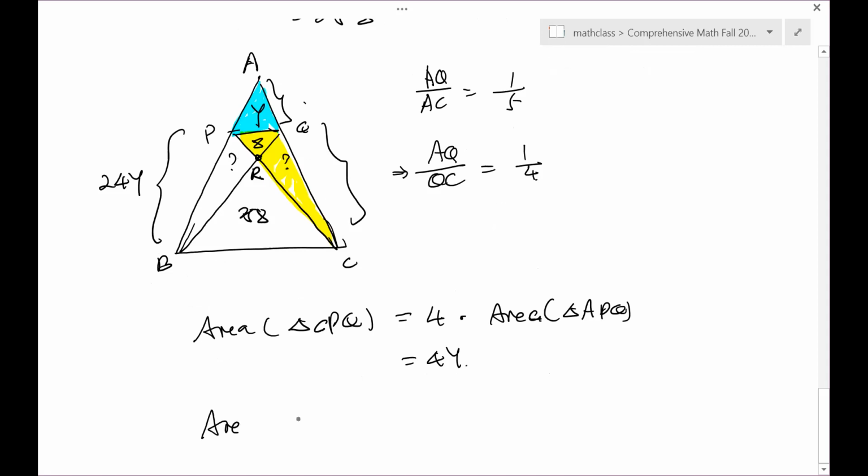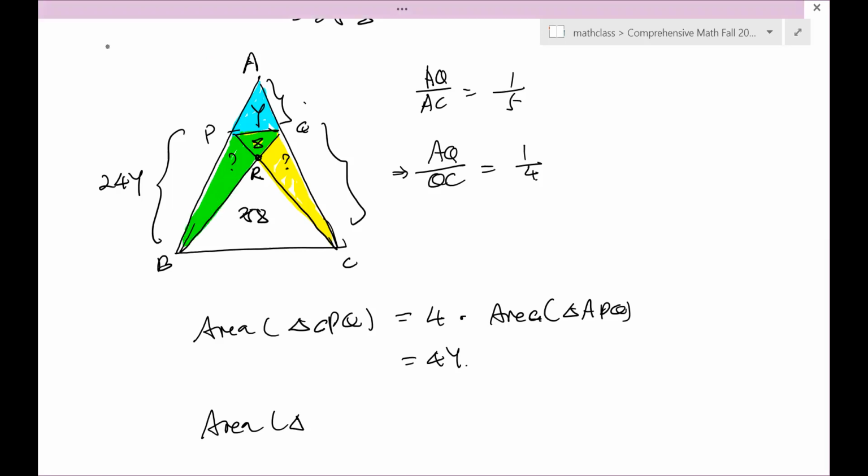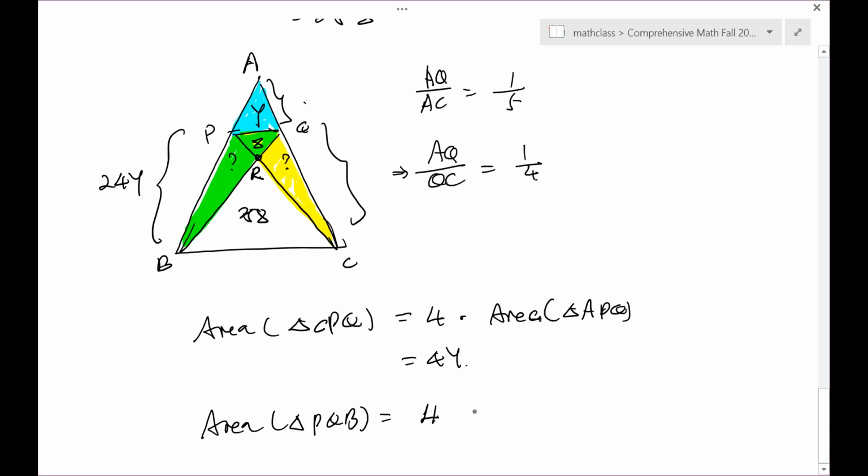So let's look at these two triangles. The triangle PQB is also 4y. It's going to be 4 times the area of triangle APQ, so it's 4y.